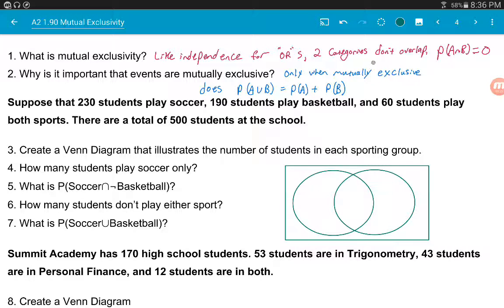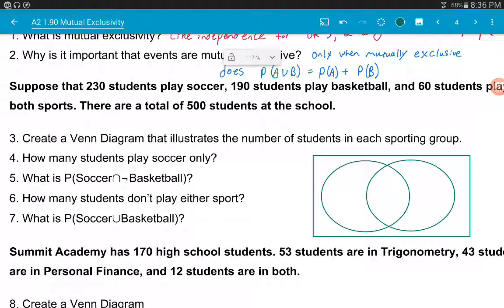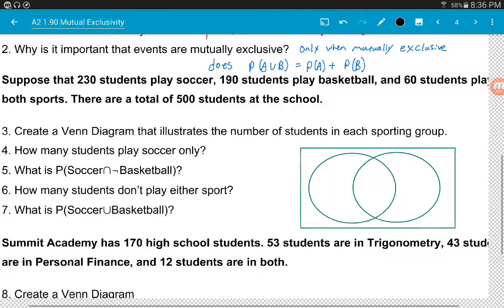What it means is that two categories don't overlap, or the probability of A and B, the intersection, is equal to 0. It matters that events are mutually exclusive because only when they're mutually exclusive does the addition rule work for ORs. If I'm looking at this first scenario, the way that we fill these out, we create a Venn diagram like this one you see in green here on the bottom right. I have shape tools, so it's a little neater. But here's what we do.